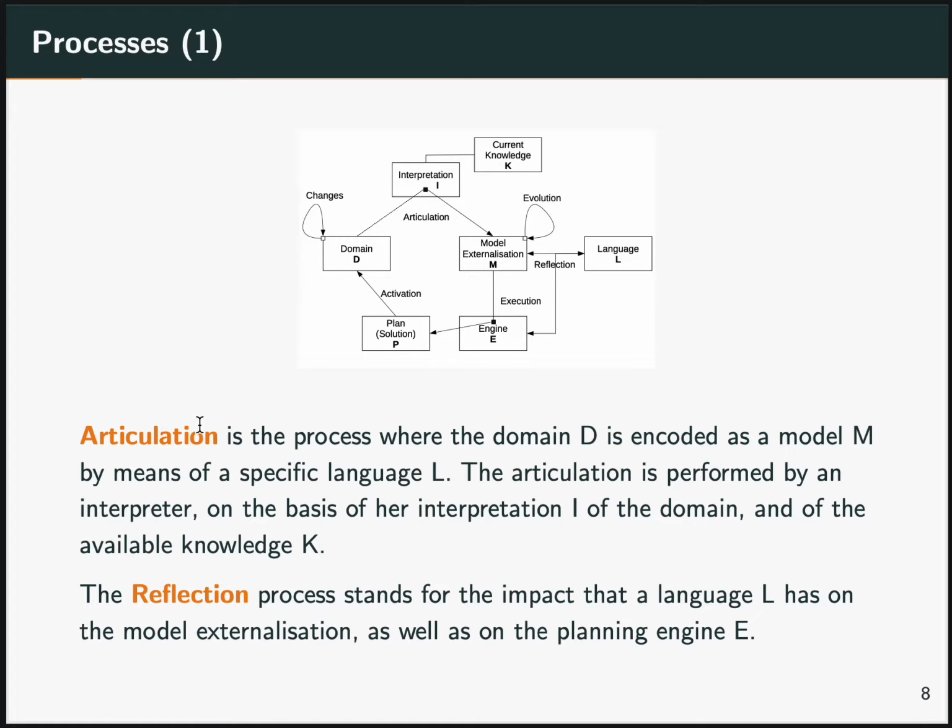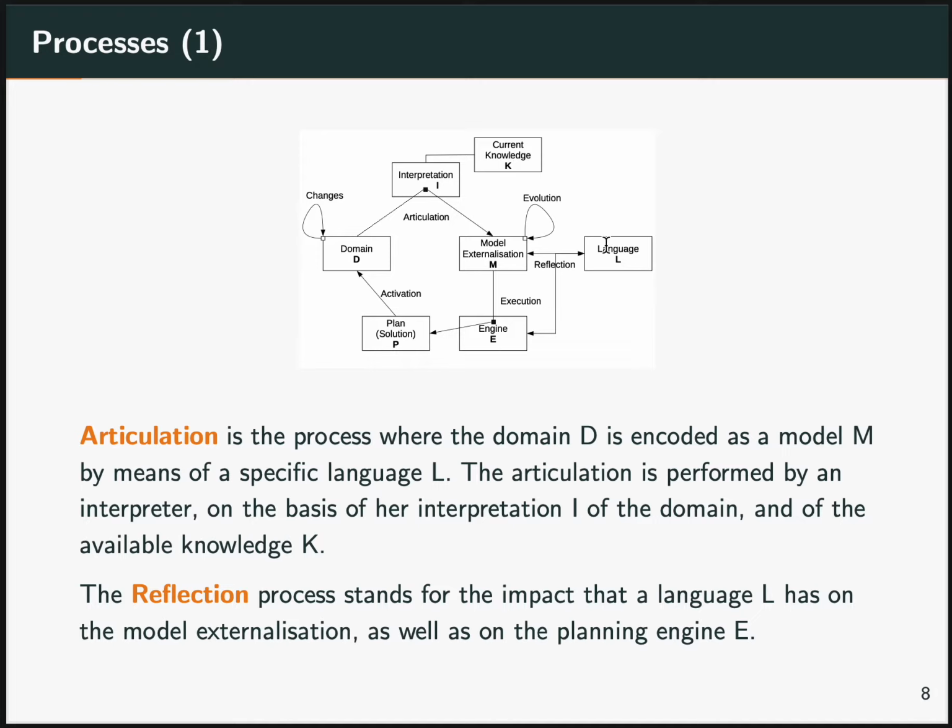So the articulation process, which goes from the domain to a model externalization via the interpretation, is the process that is followed by an agent in order to create a model based on its own interpretation and on the current knowledge. The reflection, which is this process here, stands for the impact that the language has on the form and on the externalization of the model, as well as on the planning engine.